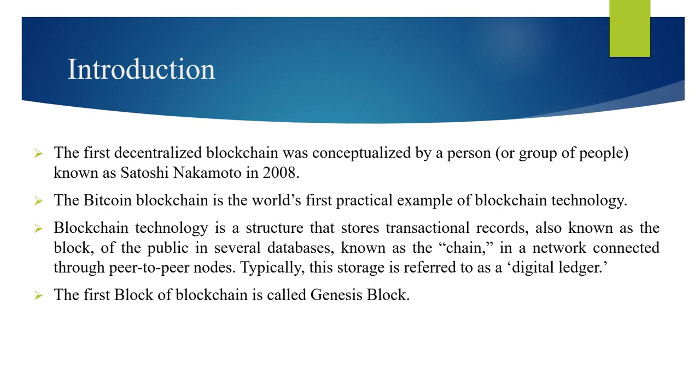The first block of the blockchain is called the Genesis block. We store the data in the block in the form of a digital ledger. We call this the data ledger. The data stored in the block is encrypted into a hash. Then the hash of the first block is stored in the second block. They are connected by the hash.